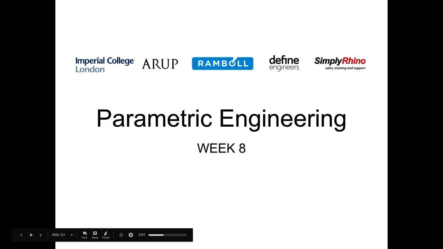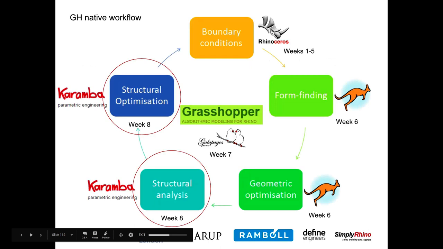So this week we're looking at parametric engineering, the topic of the course. We'll be looking at combining structural analysis natively inside Grasshopper. So over the weeks so far, you've looked at Rhino as a base package for geometry, drafting and 3D modeling. Then you got to grips with the basics of Grasshopper and its basic functionality of points and lines and parametric manipulation.